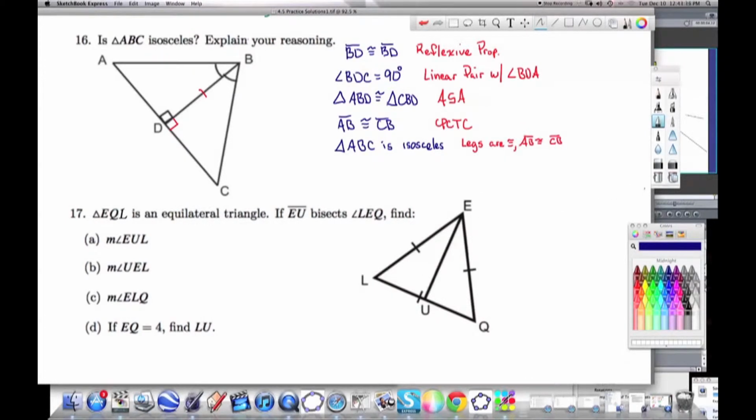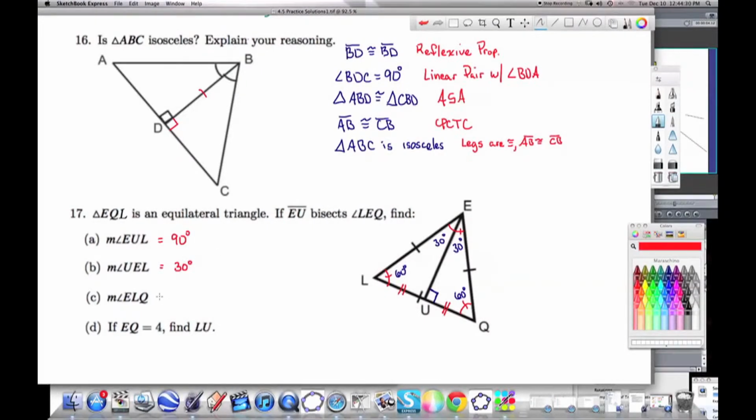Okay, 17, triangle EQL is an equilateral triangle. We can see the markings on the drawing. If segment EU bisects angle LEQ, find. Alright, so let's label as much as we know here. Because this is equilateral, all the angles are going to be 60. And then the bisector here, EU, is going to cut the 60 in half, so we get 30 and 30.